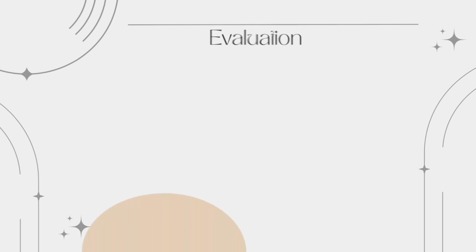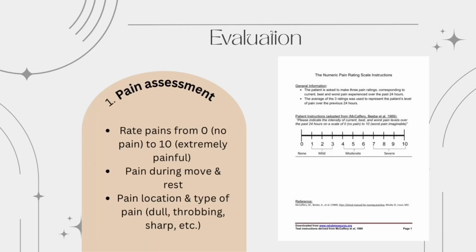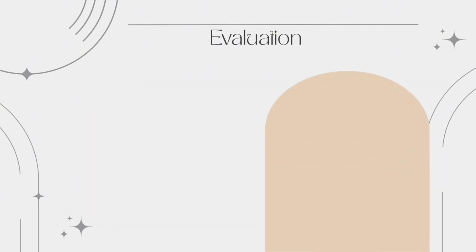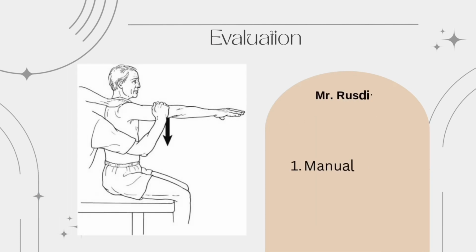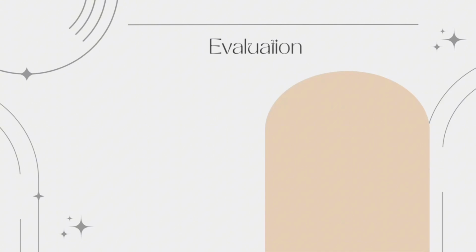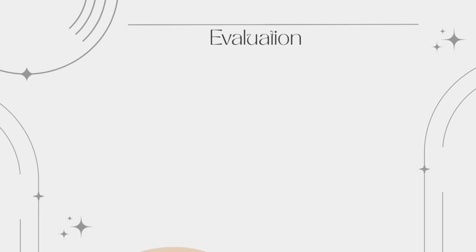In this evaluation phase for a shoulder fracture patient, we begin with a pain assessment using the 0 to 10 numeric rating scale. For our patient, Mr. Rusdi, the result is an 8 out of 10, indicating severe pain that significantly limits his movement and function. Next, we evaluate physical capacity. Using manual muscle testing (MMT), Mr. Rusdi scored a 3 out of 5, showing limited strength against gravity. We also assessed his range of motion to identify specific restrictions caused by the fracture and immobilization.